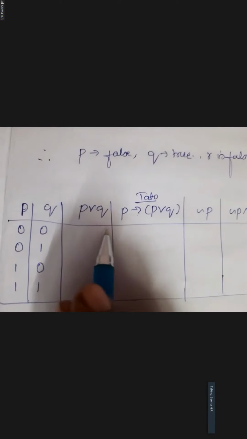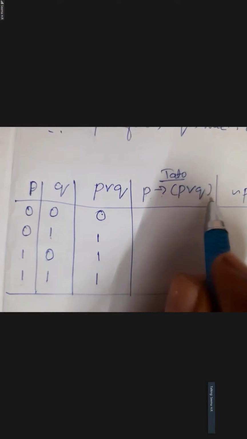So tell me, what is P or Q? 0 or 0 is 0. 0 or 1? 1. 1 or 0? 1. 1 or 1? 1. Now, we have to consider P implies P or Q.